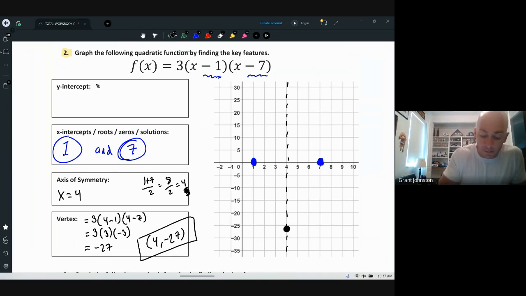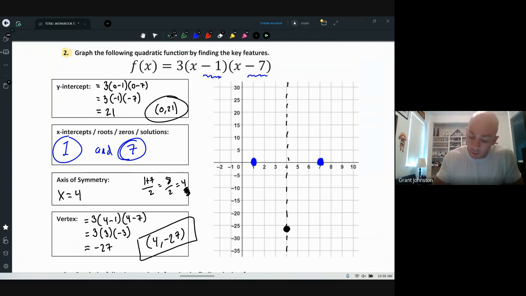So it's going to be 3, 0 minus 1, 0 minus 7, negative 1, negative 7. Multiply those all together, positive 21. So the y-intercept would be at 0, comma 21. So about here. Let me draw a little symmetrical point to that y-intercept about there. And now I can draw a nice, pretty parabola.